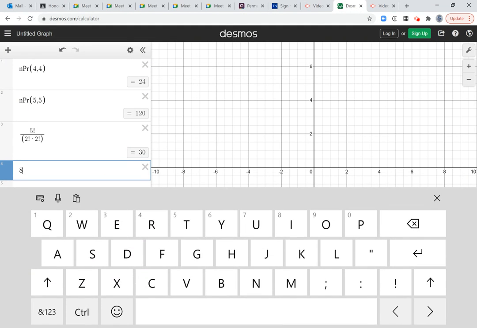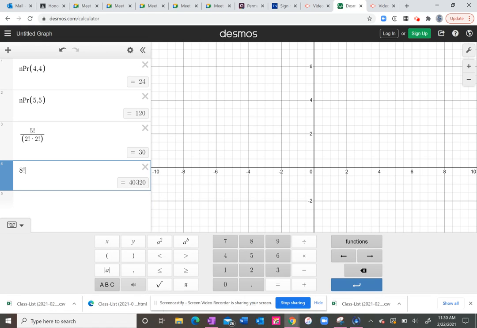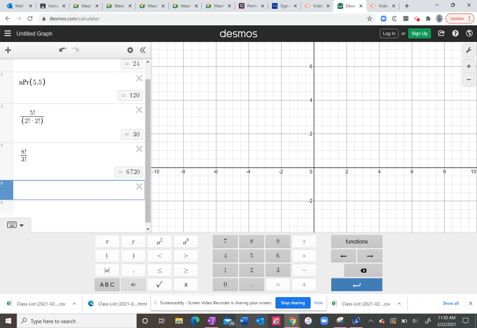8 factorial. Hold on, let me get my keyboard up. Over 3 factorial, 6720.